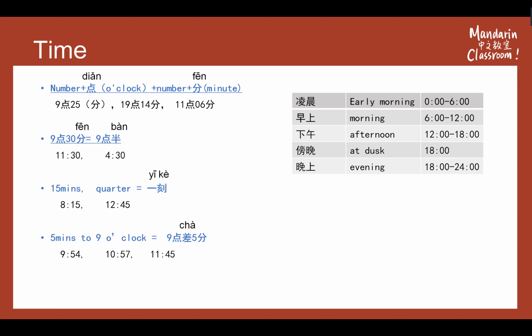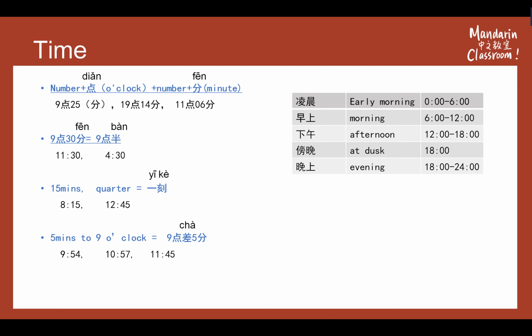So about time, let's see. The first line is we use number plus 点. 点 means o'clock, plus number plus 分. 分 means minute. So it's a structure to express the time. Let's see the examples. The first one is 9点25分. It's 9:25. But you could avoid saying the last unit 分. In oral, we just say 9点25. Okay. And next, 19点14分.